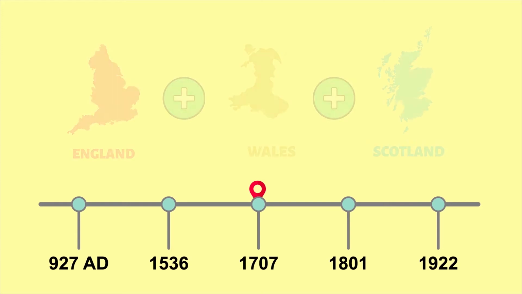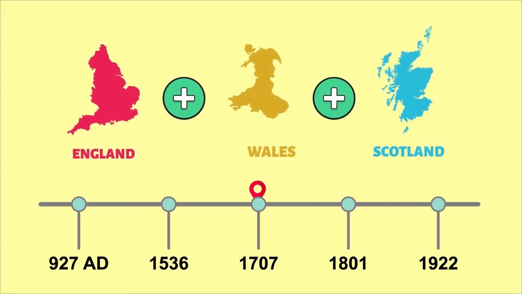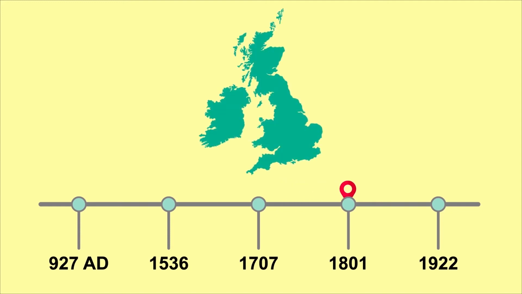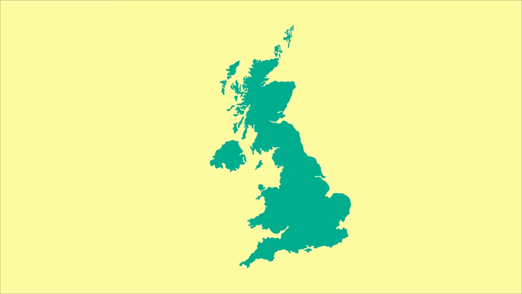1707, Kingdom of Great Britain. The Kingdom of England, which includes Wales, joined with the Kingdom of Scotland to form the Kingdom of Great Britain. 1801, United Kingdom of Great Britain and Ireland. Ireland joins the Union and once again the name changes. 1922, The United Kingdom of Great Britain and Northern Ireland. The Republic of Ireland, or Southern Ireland, withdraws from the Union, leaving just the northern countries of Ireland. This is the UK that remains to this day.